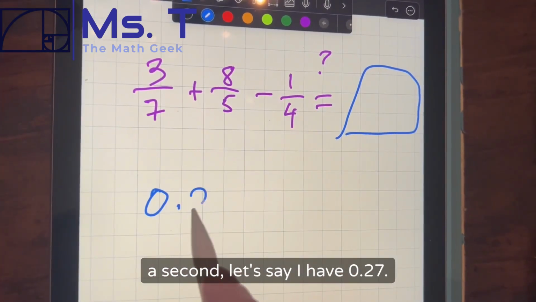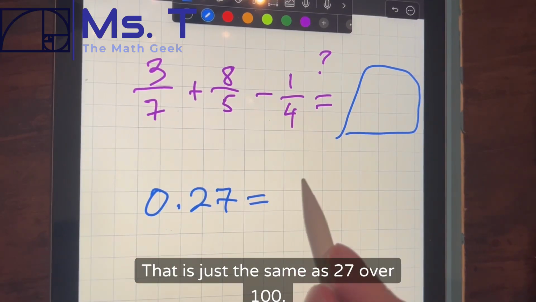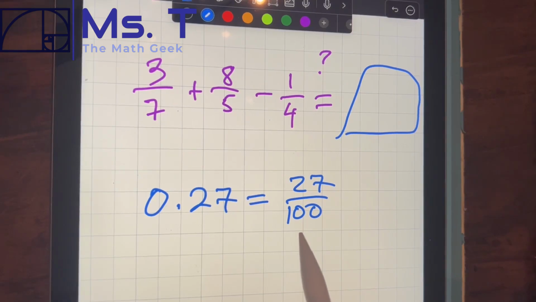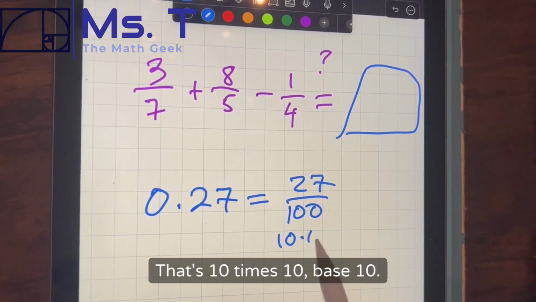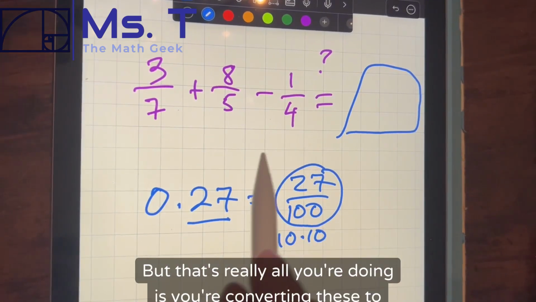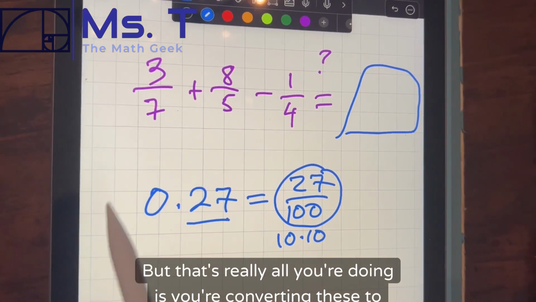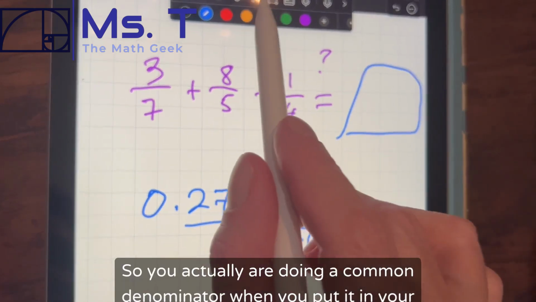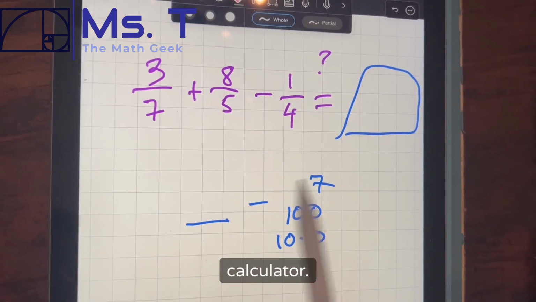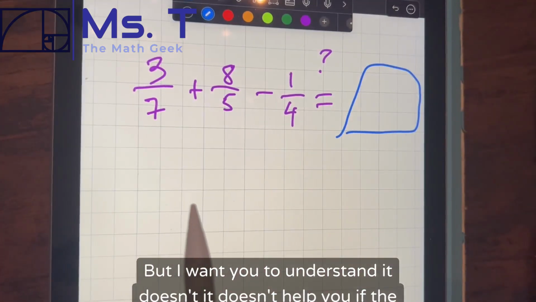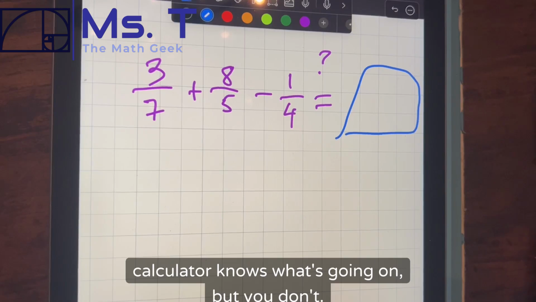So just go over decimals for a second. Let's say I have 0.27. That is just the same as 27 over 100. 100 being a base 10, right? That's 10 times 10, base 10. So it is a base 10, which is a decimal, right? But that's not what we want. But that's really all you're doing, is you're converting these to decimal form, and then you're adding in decimal form. So you actually are doing a common denominator when you put it in your calculator. But I want you to understand, it doesn't help you if the calculator knows what's going on, but you don't.